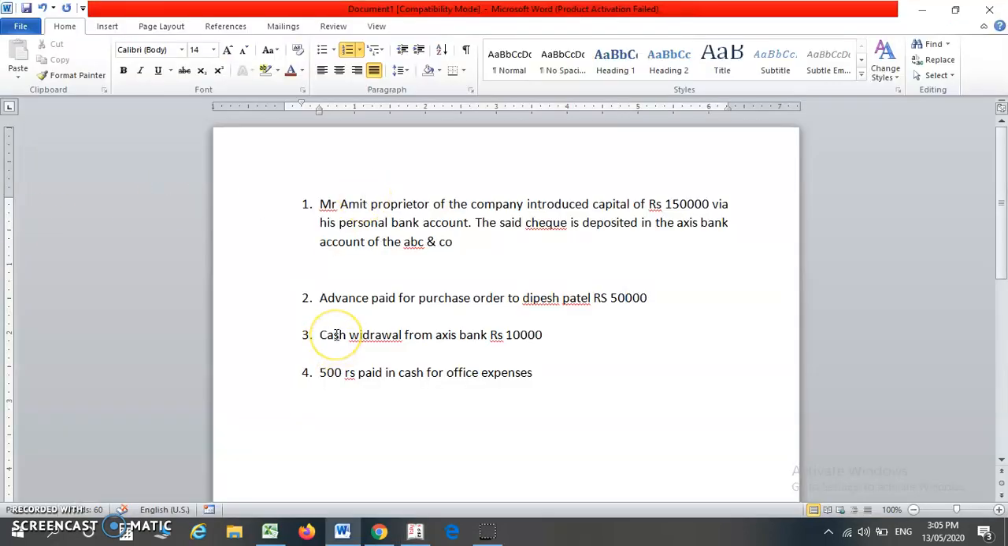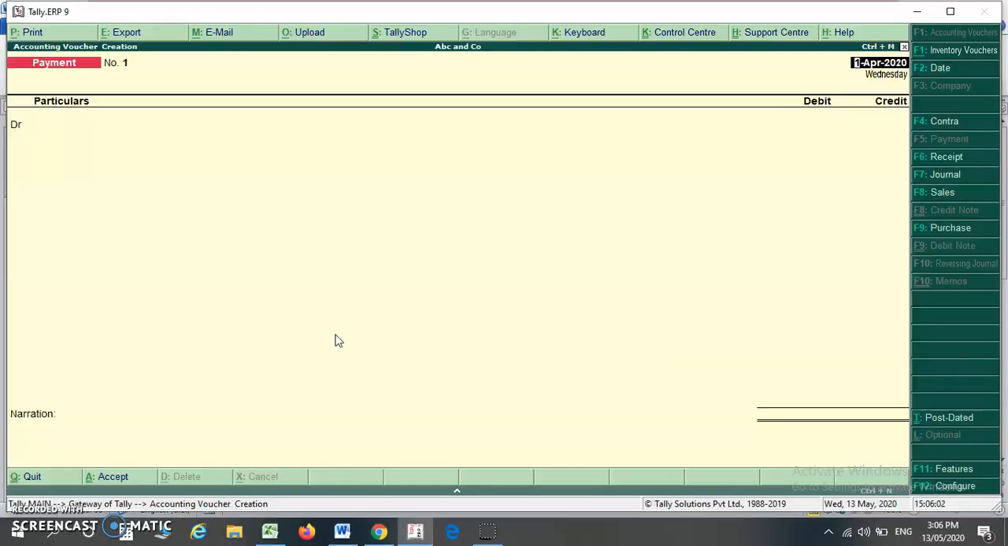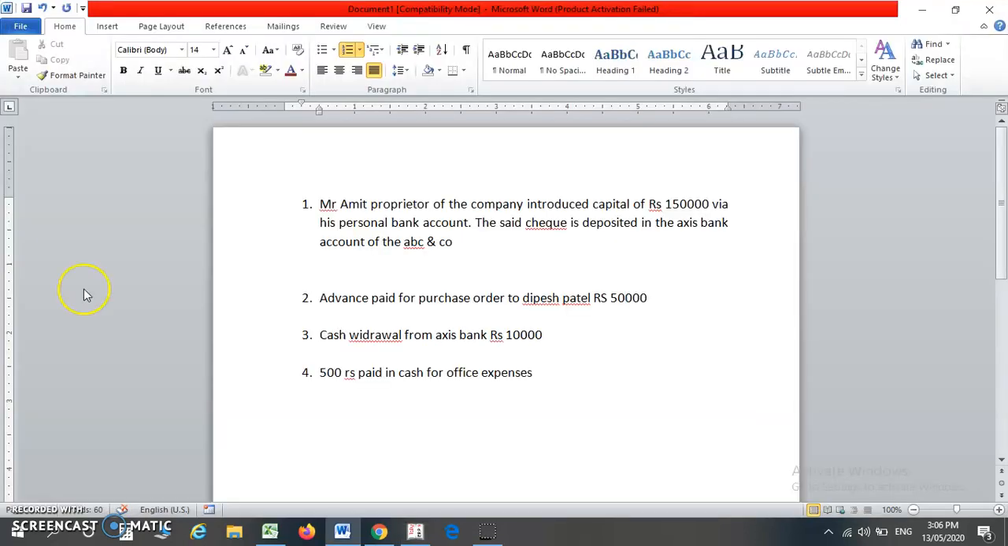Now suppose you want to make a contra entry, then how can you make a contra entry? For the purpose of contra entry, on the right hand side of Tally, there is an option called F4 for contra entry. You can press F4 or select it from your keyboard, and you will find the accounting voucher creation for contra entry. The contra entry is made for transactions between a cash and a bank ledger, or one bank to another bank ledger of the same company. Suppose the proprietor has made a cash withdrawal from Axis Bank of rupees 10,000, then what is the entry?